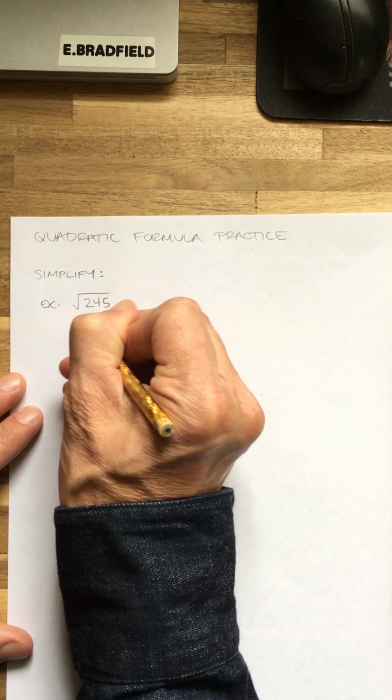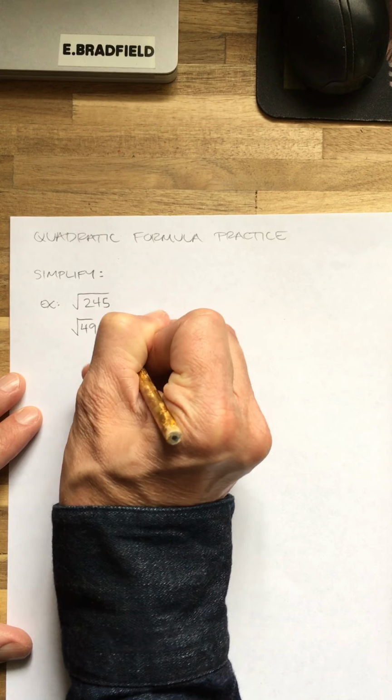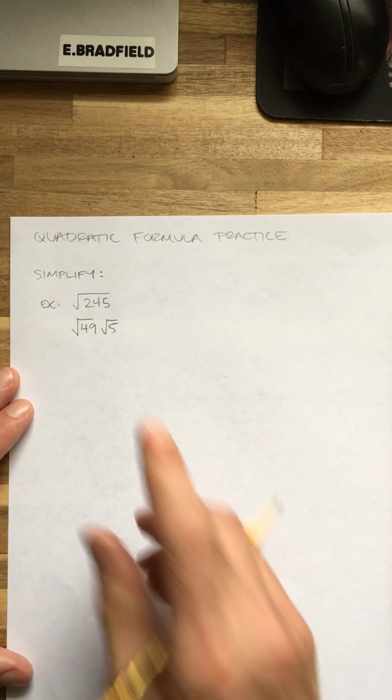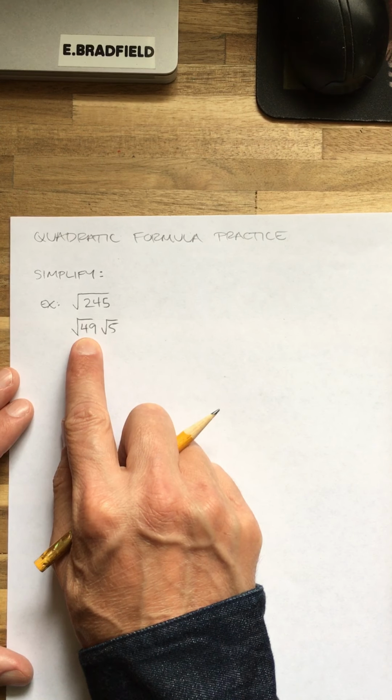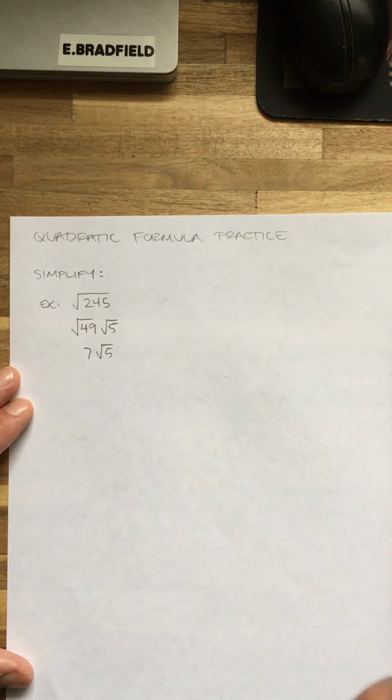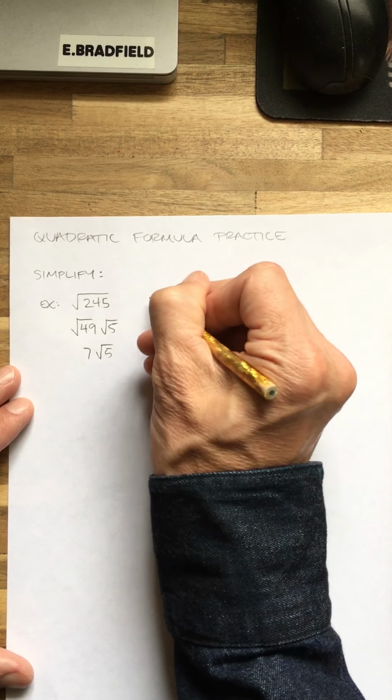like this. Square root 49, square root 5, okay? So we should be able to do that step right there. And now what does the square root of 49 turn into? That's 7, okay? And then you keep the square root of 5 just like that. All right, let's try another one.